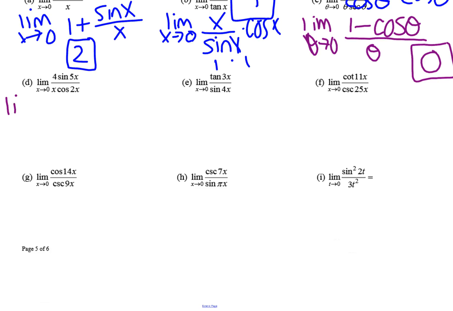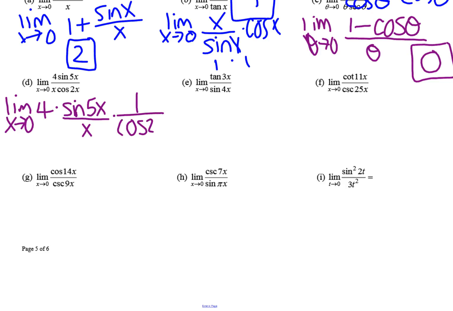Let's see, this is a neat one. I'm going to break it apart. Sine of 5x over x times 1 over cosine of 2x. Alright, so can I just plug in 0 directly? That was that sine of 5x over x. Now, if only there was a 5 there.